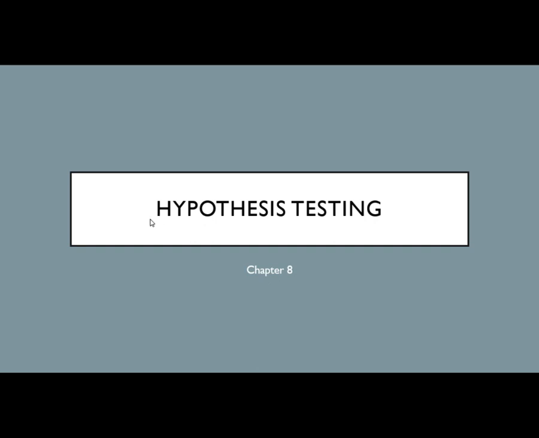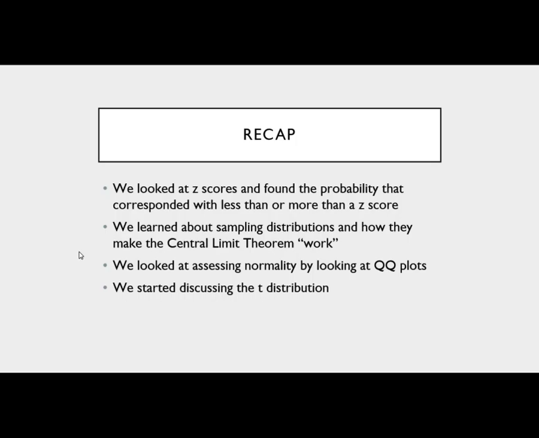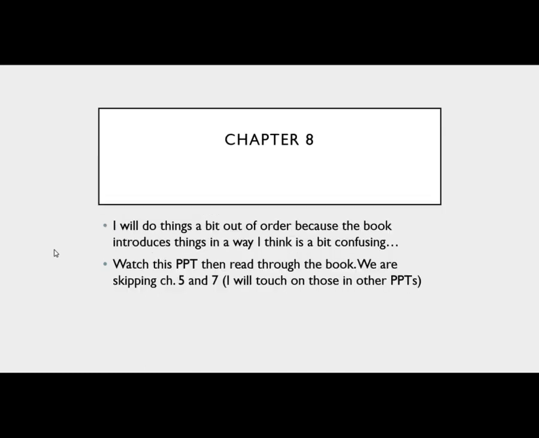Chapter 8, Hypothesis Testing. Alright, so to recap, we've looked at z-scores and found the probability that corresponded with less than or more than a z-score. We looked at sampling distributions and how they make the central limit theorem work. We looked at assessing normality by looking at QQ plots, and we started discussing the t-distribution.